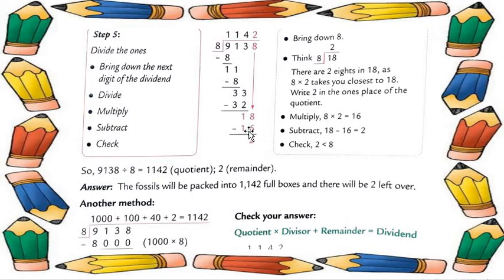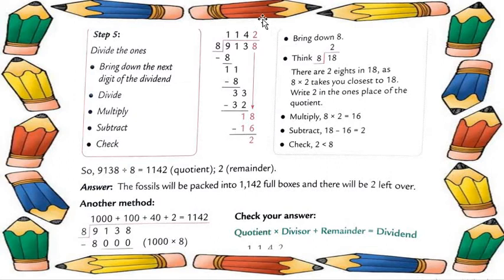Subtraction. 18 minus 16. How many are left, all students? 2. 18 minus 16 is equal to 2. And then you have to check. What do you check, all students? You check whether our remainder is bigger or smaller than our divisor. The remainder is always less than our divisor. See here, 2 or 8, which digit is bigger? 8. 8 is the divisor, and 2 is the remainder. So it is proper, no need to change it.